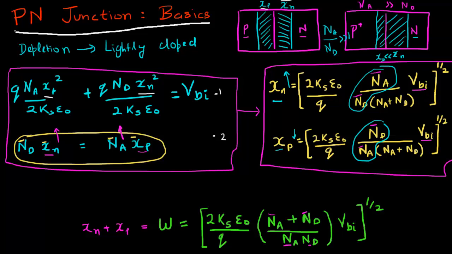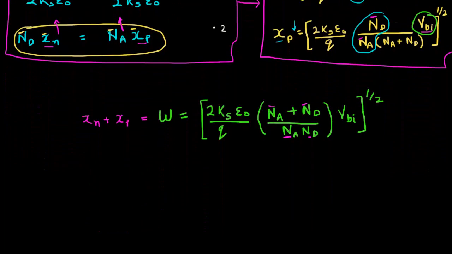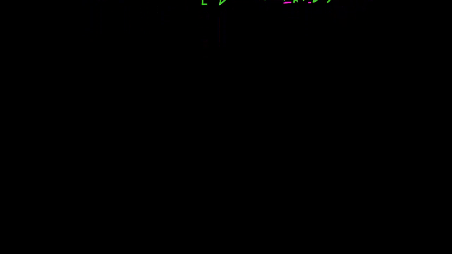So the only other term which I need to investigate a little more is what is this VBI, and how is it related to the doping in the P and N regions. So let me make use of some band diagrams over here.